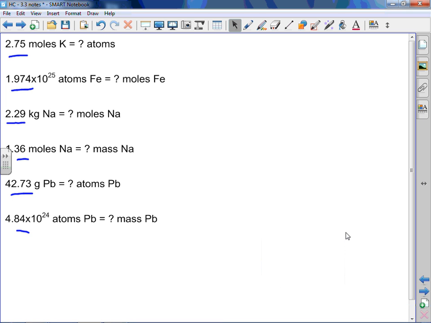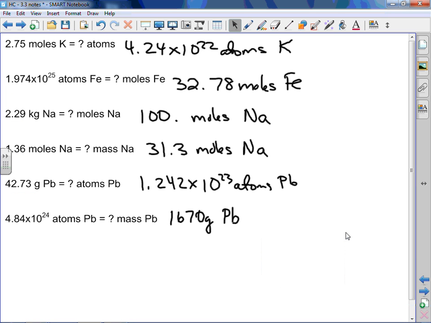So pulling those up, here's what your answers should be. 4.24 times 10 to the 22nd atoms of K, 32.78 moles of iron, 100. with a decimal point moles of sodium. That's important because we rounded to the ones place. We have 31.3 moles of sodium, 1.242 times 10 to the 23rd atoms of lead, and 1,670 grams of lead. Those are the answers for those 6 problems.